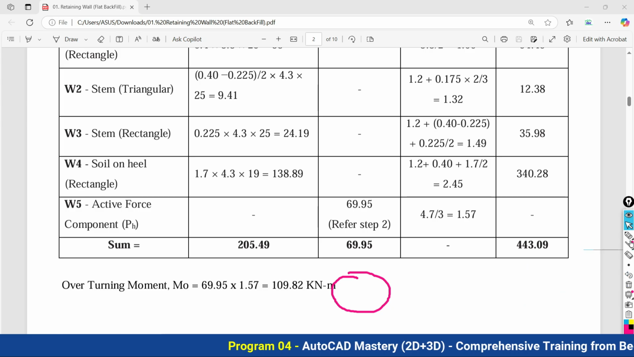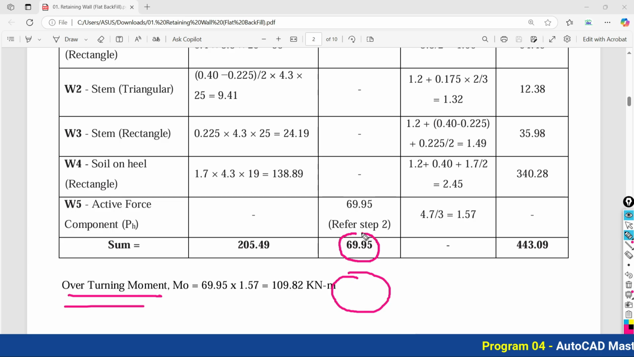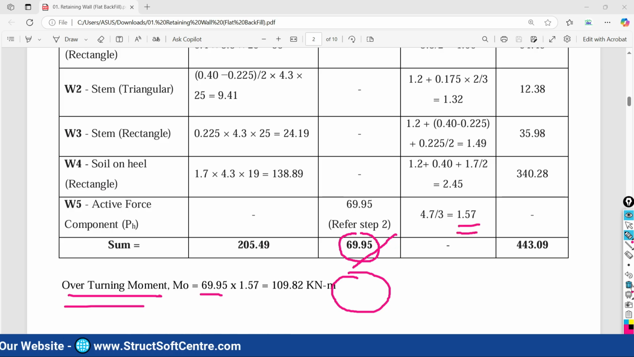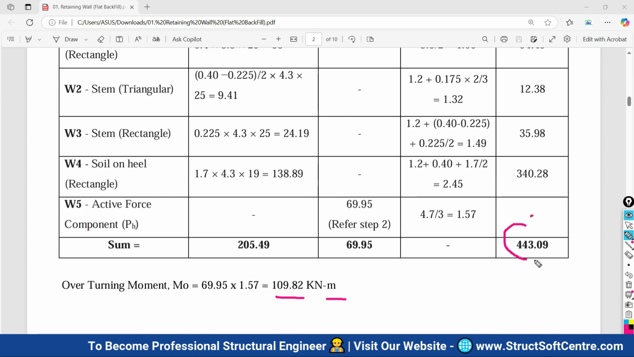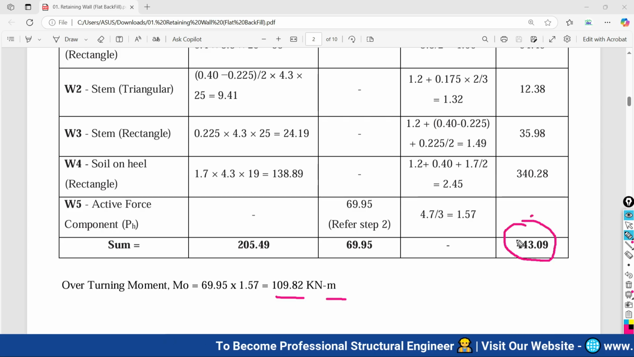So finally here we calculated the overturning movement. This movement is going to cause the overturning in your retaining wall. That's why 69.95 multiplied by 1.57 meter, so 109.82 kilonewton meter is causing the overturning, and this 443.09 is causing the stability in your retaining wall. They both are opposite to each other.